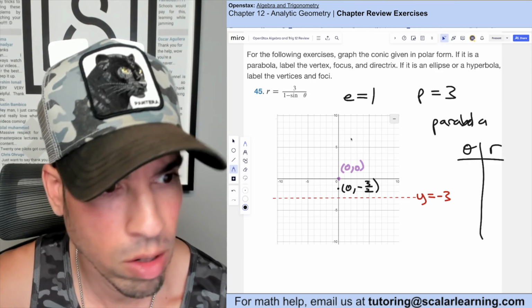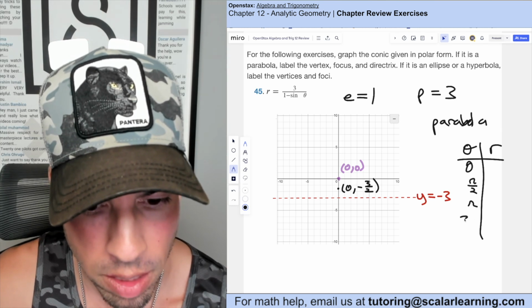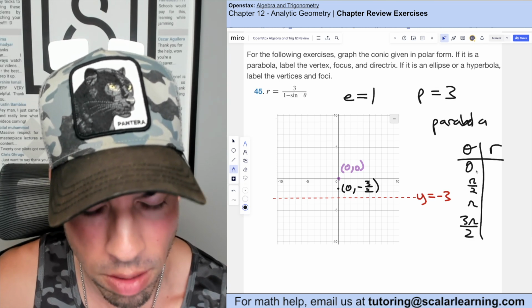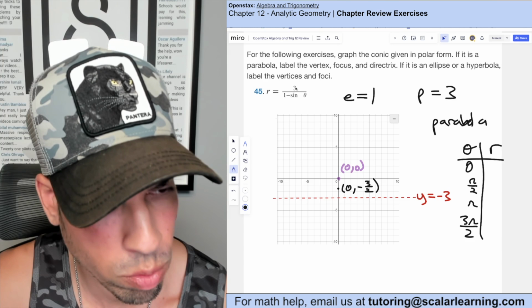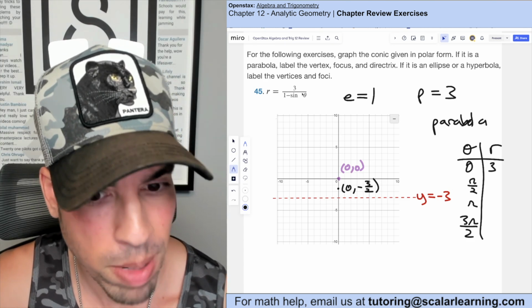And now just for fun, we can get a couple of good values by plugging and chugging with theta and finding the corresponding r values. So I'm going to plug in 0, pi-halves, pi, and 3 pi-halves. These are easy to plug in and evaluate. Sine of 0 is 0. 3 over 1 minus 0 is 3. Sine of pi-halves is 1.